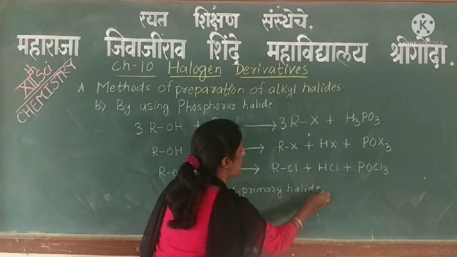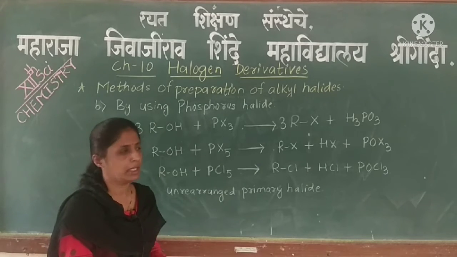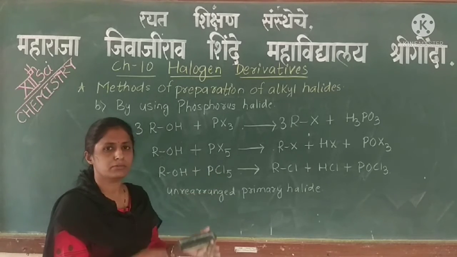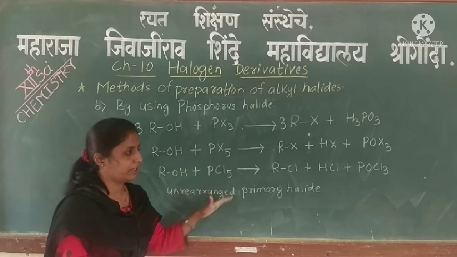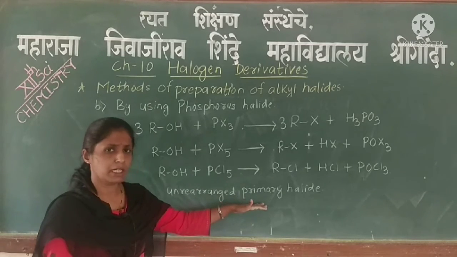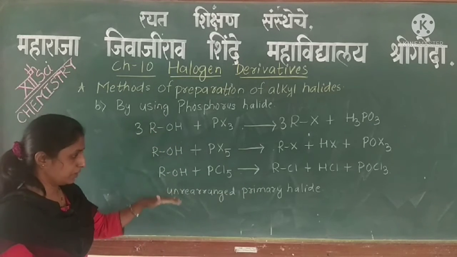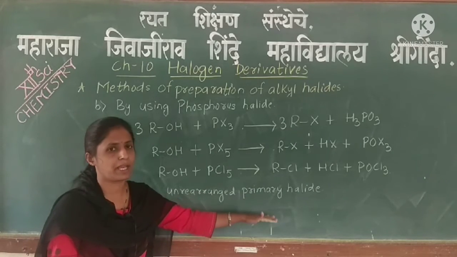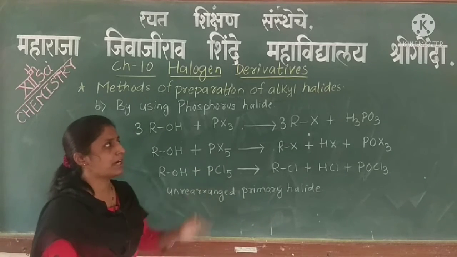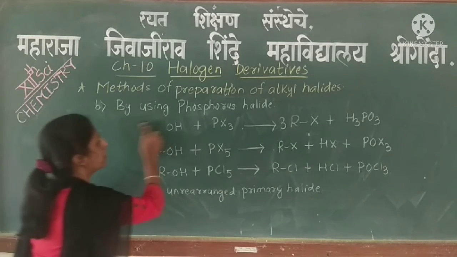What happens if your primary alcohol is a long chain primary alcohol, and you are using the halogen acid method? Then sometimes you get rearranged halide in the product. But if you are using phosphorus halide, the primary alcohol does not give you rearranged primary halide. So this is the advantage of phosphorus halide. Now the third method is by using thionyl chloride.